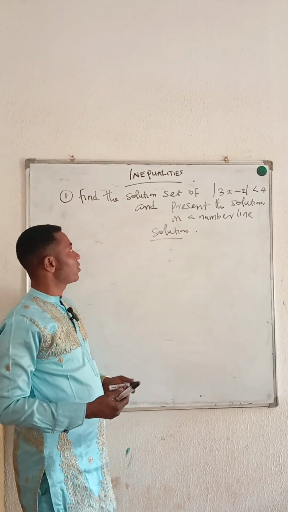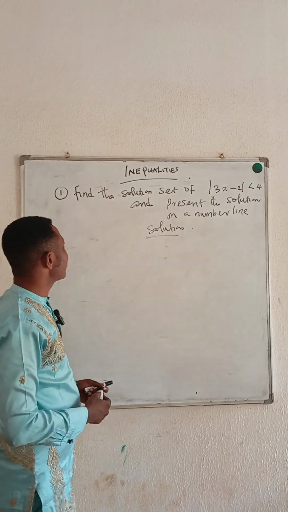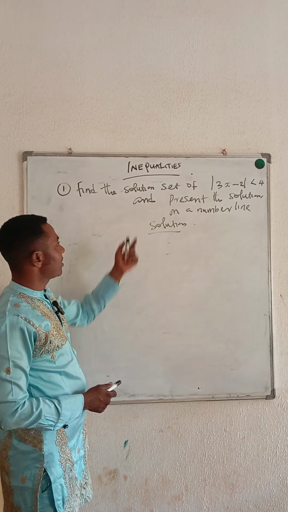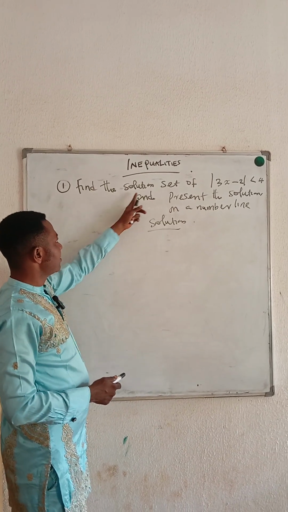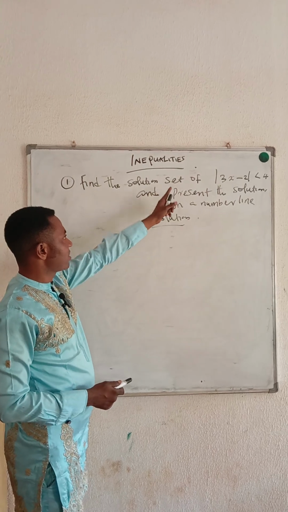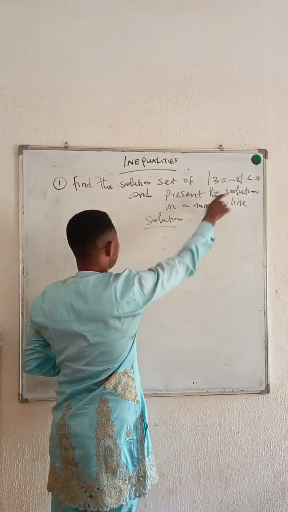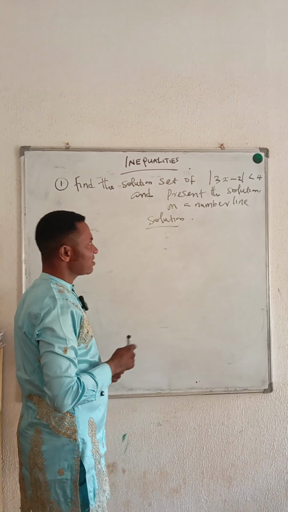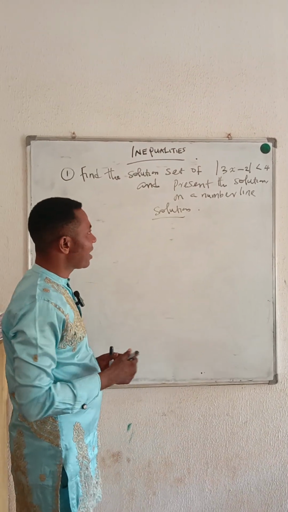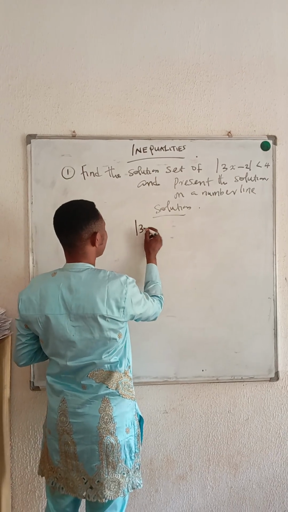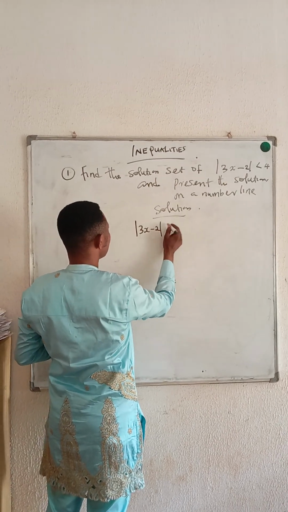Yes, we want to continue our lectures on what? Inequality. In today's class, we have a very simple problem to solve. Find the solution set of the absolute value of 3x minus 2 less than 4 and present the solution on a number line. So look at the question: absolute value of 3x minus 2 less than 4.